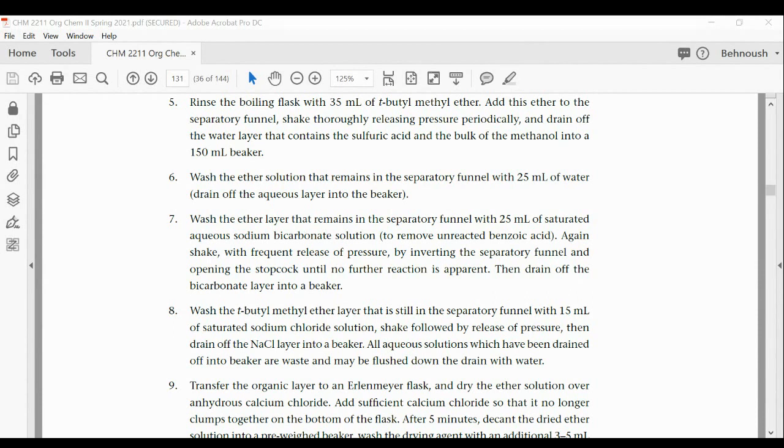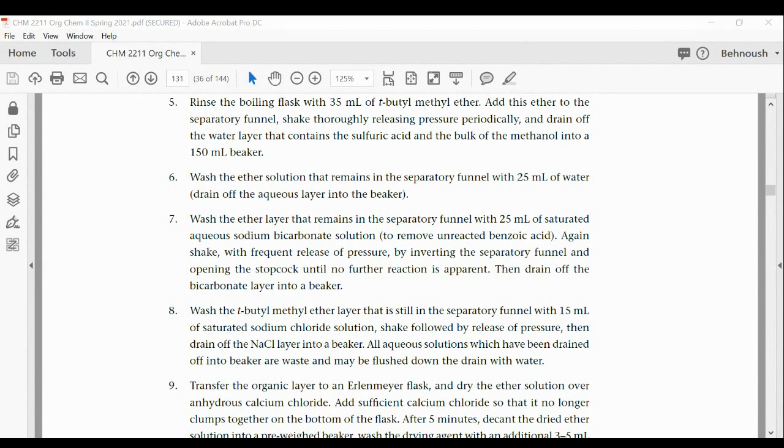Like all esters, it has a fruity flavor, and esters are used in food as an additive to give taste, like cherry flavor, strawberry flavor, or for chewing gums. If you see different flavors, basically what's added there is the ester that gives those flavors.